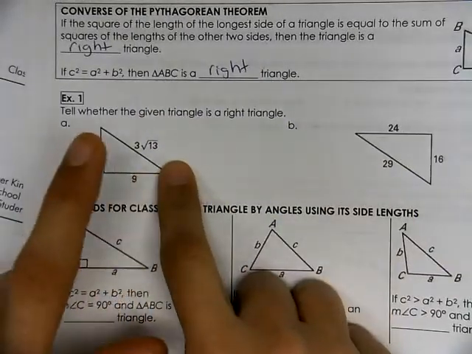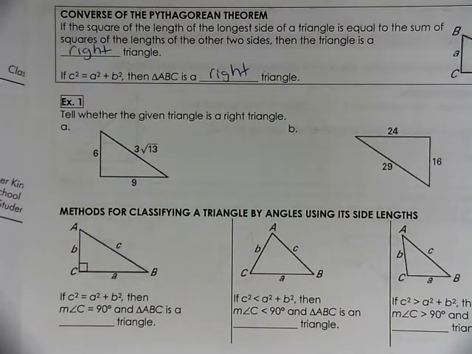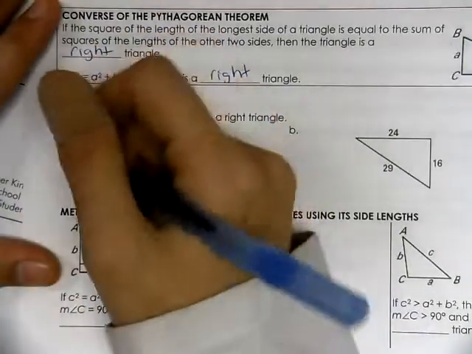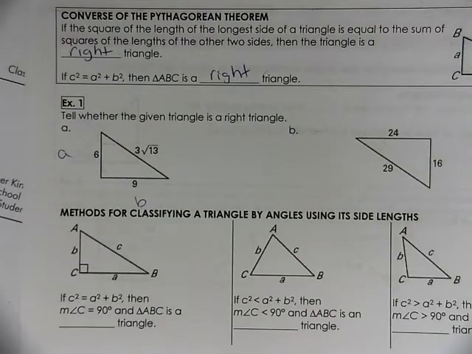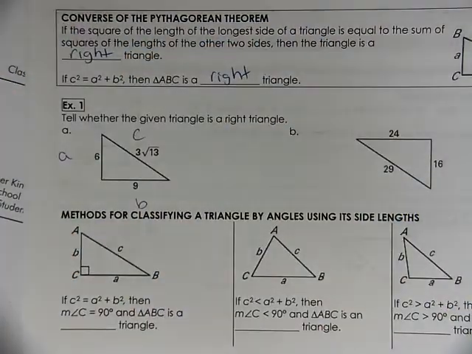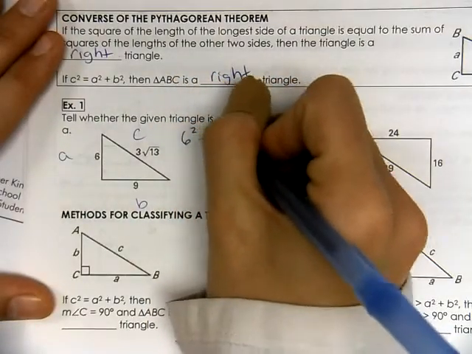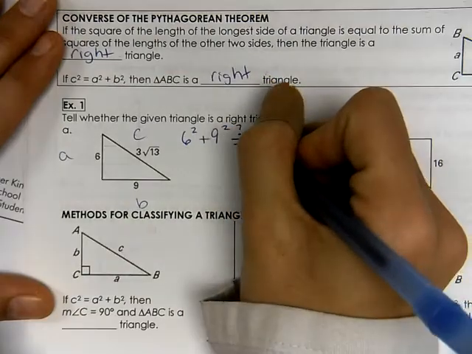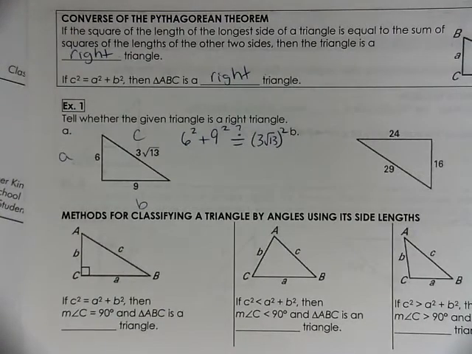So if I give you three sides of the triangle and say, is it a right triangle, you're going to check the Pythagorean theorem. So the question is, what is A, what's B, what's C? Remember, C is always the longest side. So in A, 6 and 9 are A and B. That's interchangeable. But 3 root 13 is C. So we want to check: is 6 squared plus 9 squared equal to 3 root 13 squared? I put an equal sign with a question mark on top because we're trying to ask ourselves, are they equal?